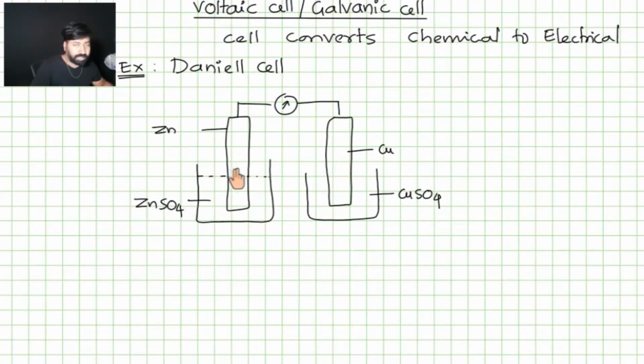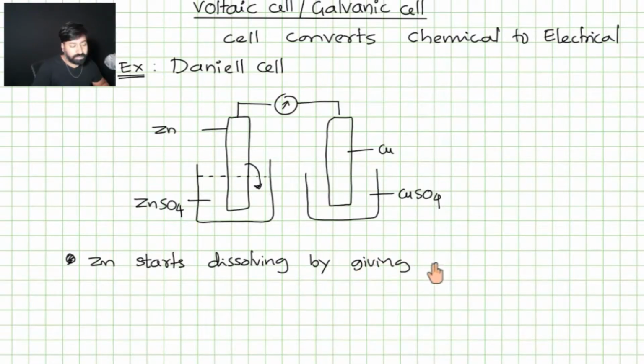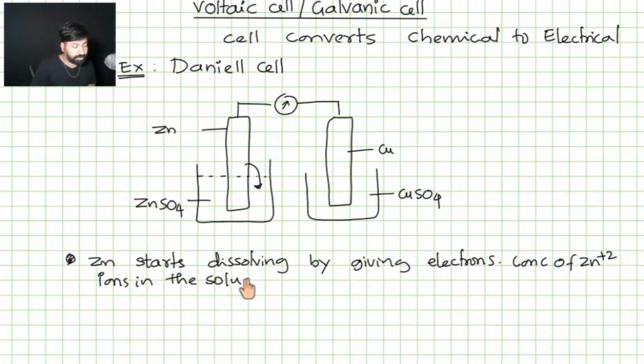Here, it's a natural tendency that when zinc is in contact with its own ions, Zn plus 2 ions, then zinc starts dissolving. Okay, let me write the first point. Zinc starts dissolving, and by that what happens? It liberates some electrons by giving electrons. And because of that, the concentration of Zn plus 2 that was there in the beginning goes on increasing. Concentration of Zn plus 2 ions in the solution increases.